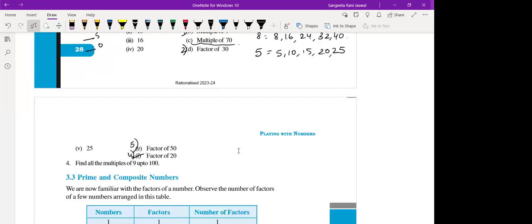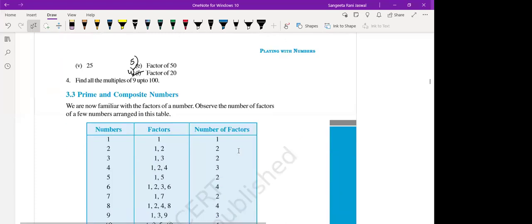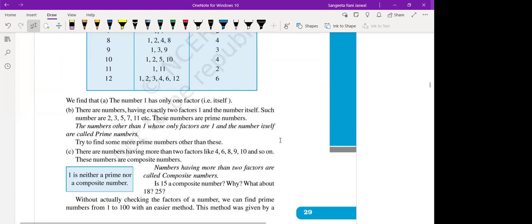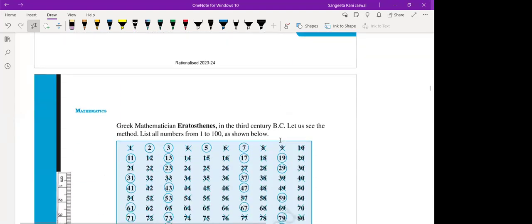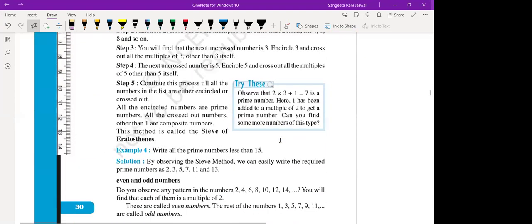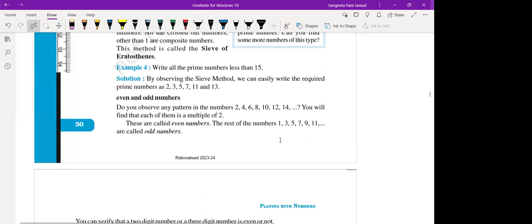Find all the multiples of 9 up to 100. So can you find the multiples of 9 up to 100? Okay, which is the highest multiple which is closer to 100? Multiple of 9, 99.